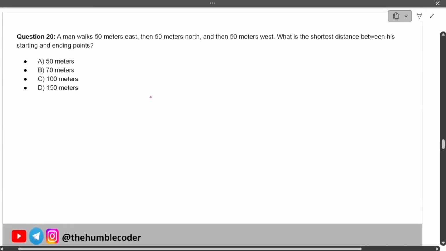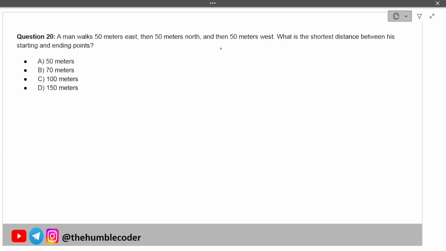Okay, the next question is, a man walks 50 meters towards east, and then 50 meters towards north, and then 50 meters towards west. What is the shortest distance between his starting and ending points? Because these kinds of questions are very common. So for that you should know this direction chart diagram, which is very important. So this is our north, this is south, and then we have east and west.